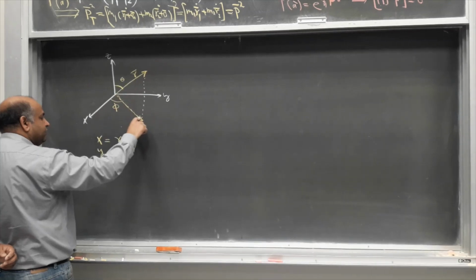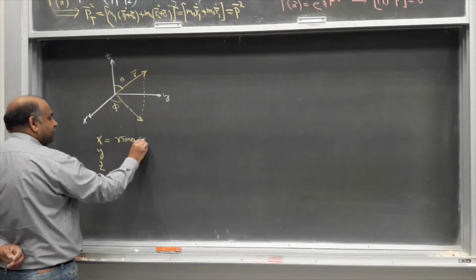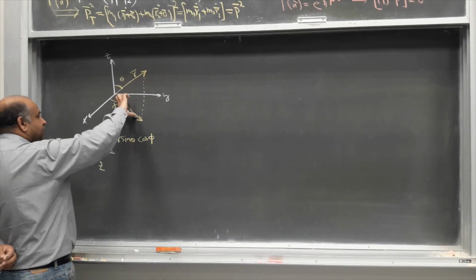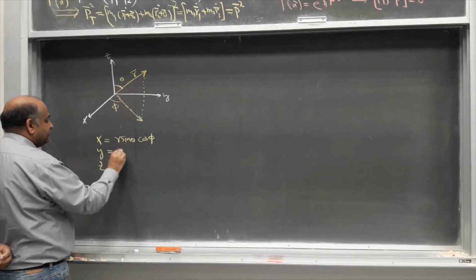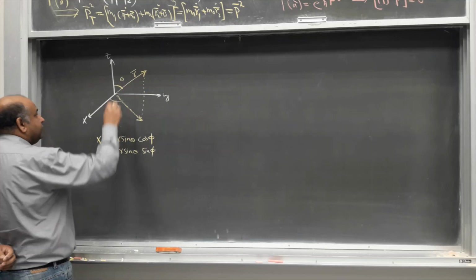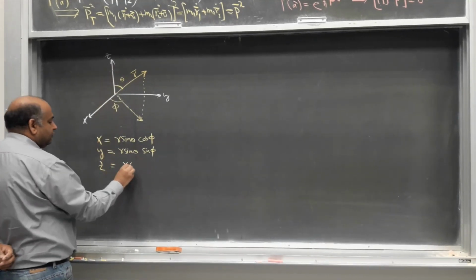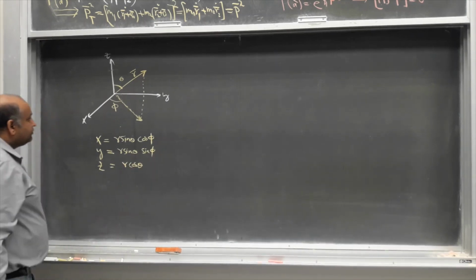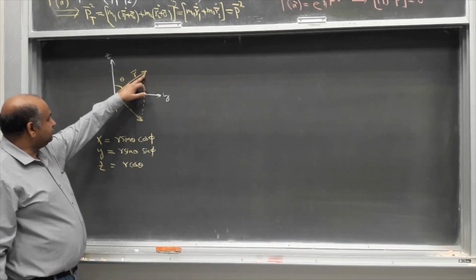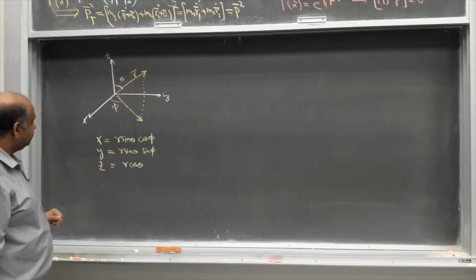So this is r sine theta, and if we project this r sine theta onto the x-axis, we get r sine theta cosine phi. Similarly, if we project this r sine theta onto the y-axis, we get r sine theta sine phi, and the z component is simply the projection of this vector onto the z-axis, which is r cos theta. So we have this vector r, whose coordinates x, y, z are defined by these.